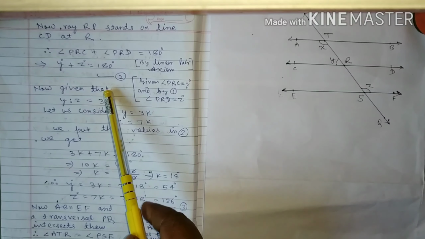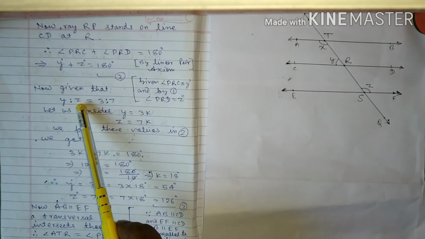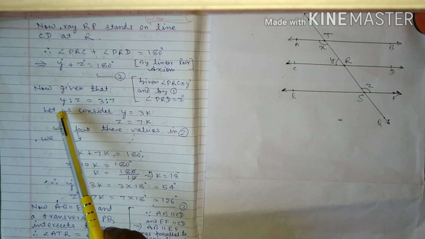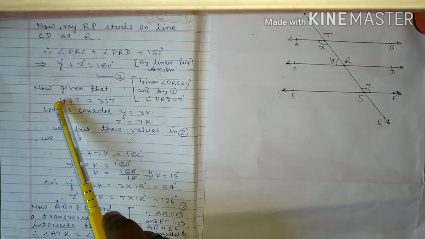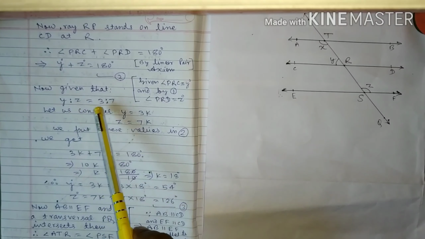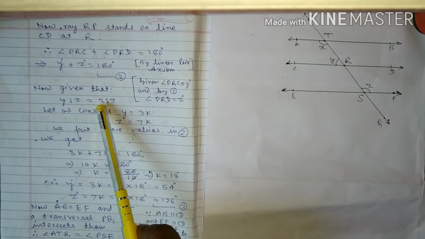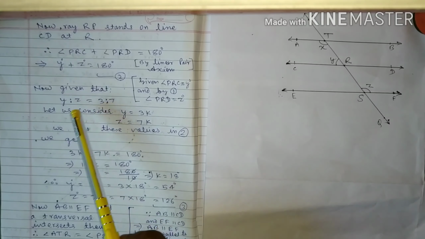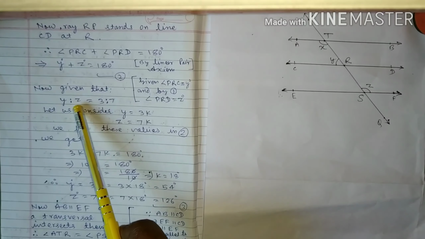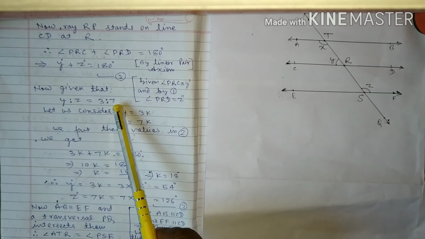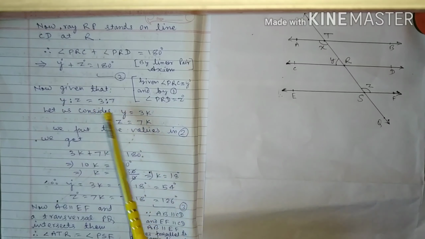Now given that y is to z equals 3 is to 7. Here, the first element of the first ratio is y and the first element of the second ratio is 3. So we consider y is equal to 3k. Also, the second element of the first ratio is z and the second element of the second ratio is 7. So we consider z is equal to 7k.